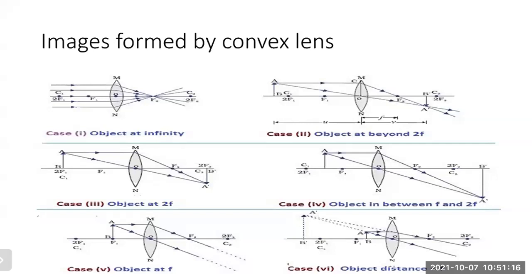Then suppose the object is placed beyond 2f, how will the image be? If it is kept at 2f, or if the object is placed between f and 2f, if the object is placed at f, meaning at the focus, or if the object is placed within f.